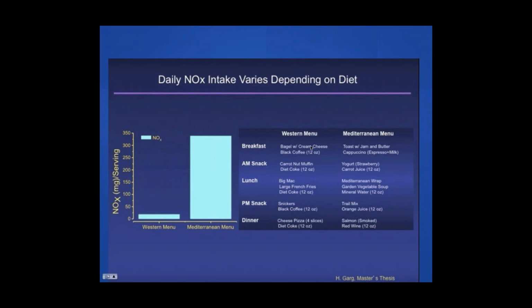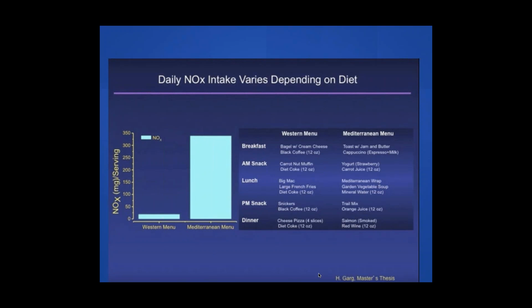So for breakfast, they had a bagel with cream cheese and black coffee, carrot nut muffin, and a Diet Coke, Big Mac, large French fries, Diet Coke for lunch, black coffee for a PM snack, a cheese pizza, and Diet Coke. I don't know who does that. It just makes me cringe. Does anybody drink that stuff anymore?